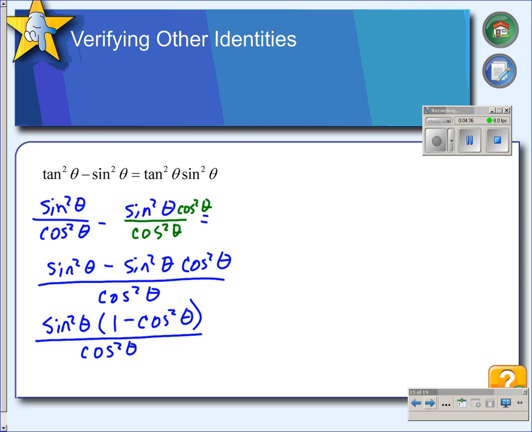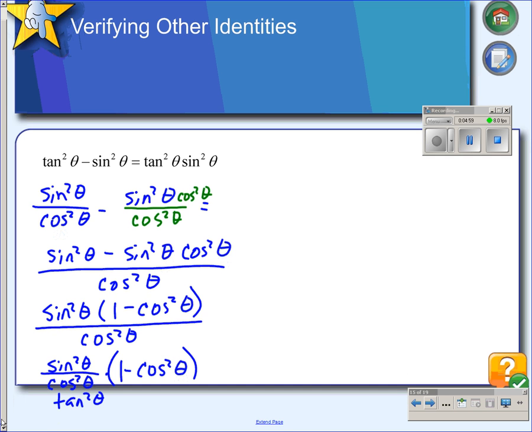And then we can regroup so that we have sine squared theta over cosine squared theta times 1 minus cosine squared theta. Here, sine squared theta over cosine squared theta is tangent squared theta. That's one of our identities. And 1 minus cosine squared theta is one of our Pythagorean identities, which equals sine squared theta. So we have verified the left side equals the right side.